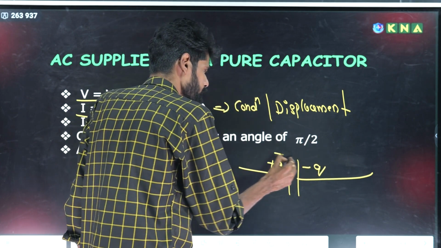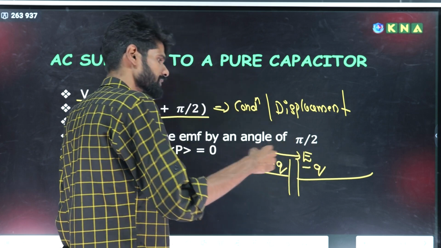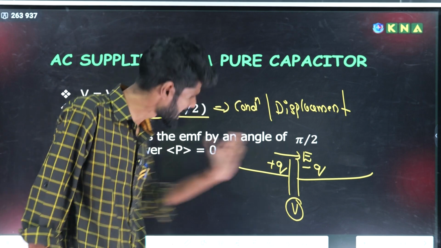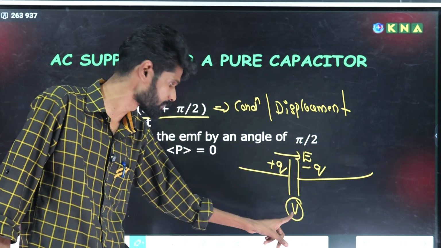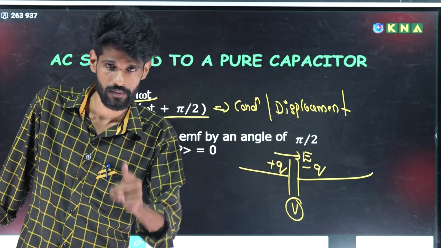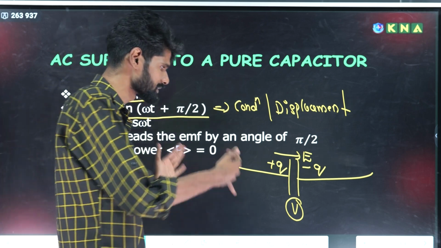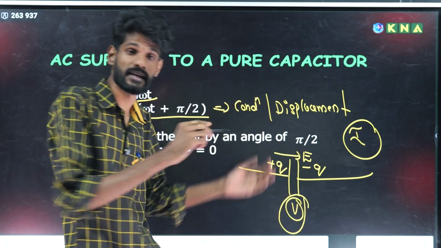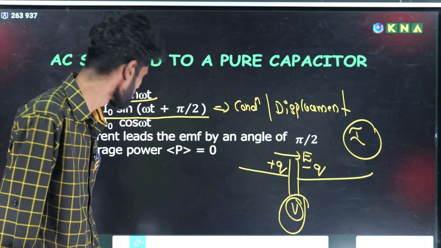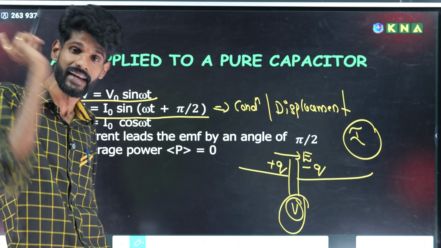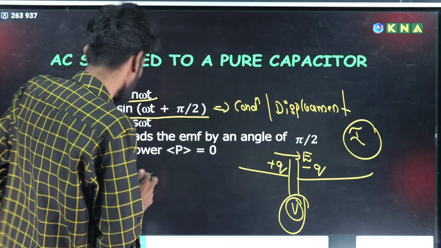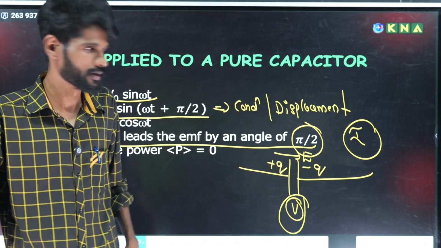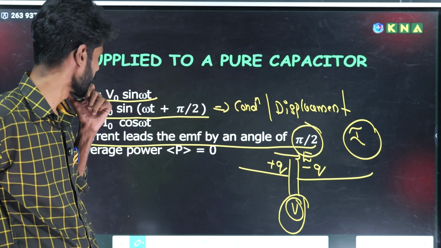Charge there is an electric field that is created. Electric potential difference is set up. Initially charge flows, which means initially there is a current, and then a potential difference develops. So we can conclude that the current is leading. Initially current develops, so current leads the EMF by a phase angle of pi by 2 in case of a pure capacitor and also ideal conditions.